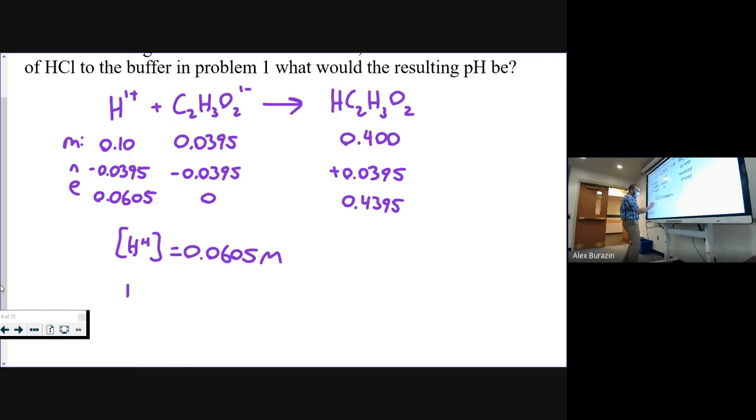How do I solve for pH? Let's take the negative log of that molarity. What do we get for a value of pH here?